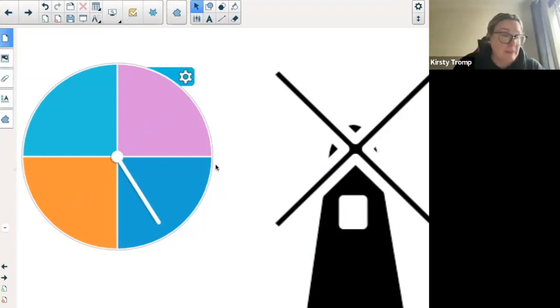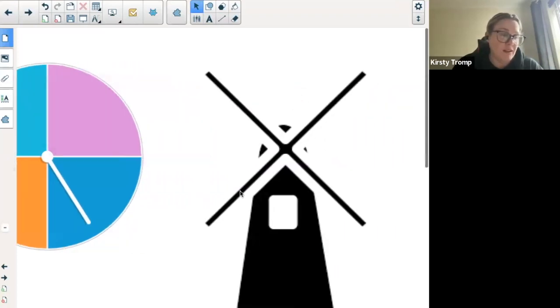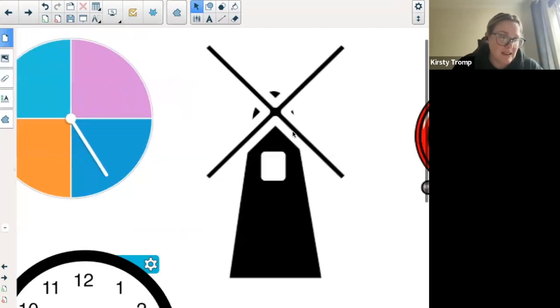What other things in the real world make rotations? Well, this shape over here is what we call a windmill. You might have heard about windmills before. Windmills have a stationary point and they have these arms that also turn in the wind.